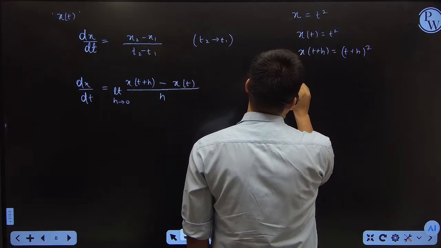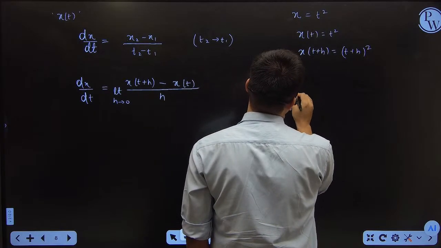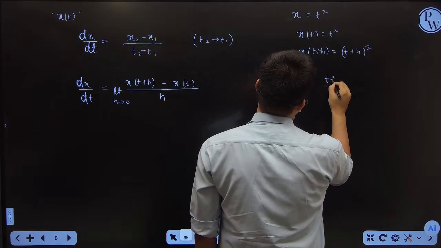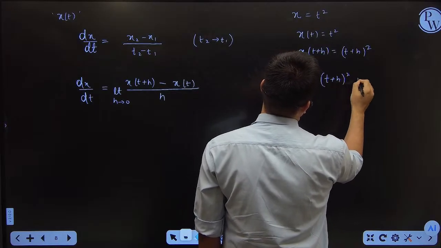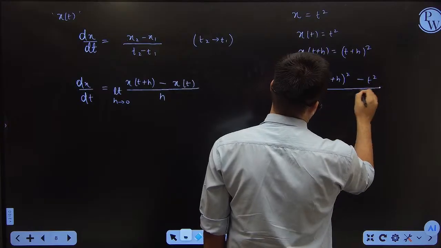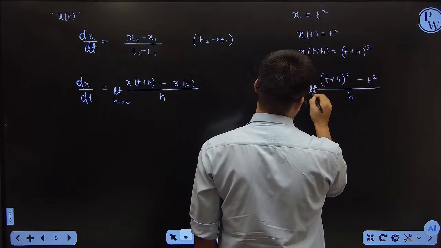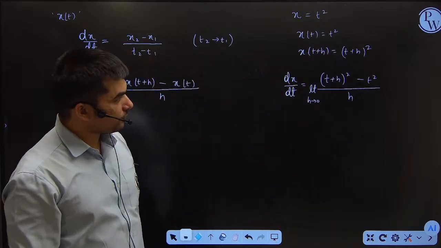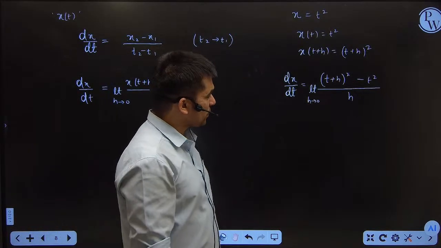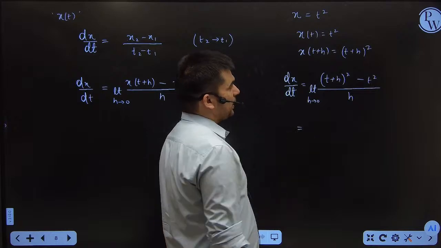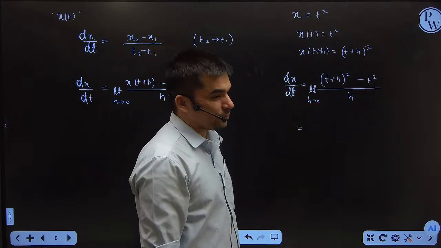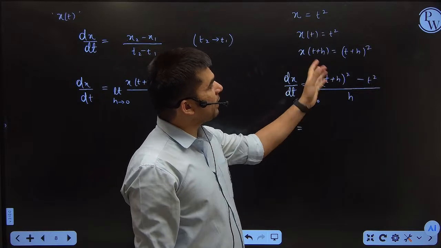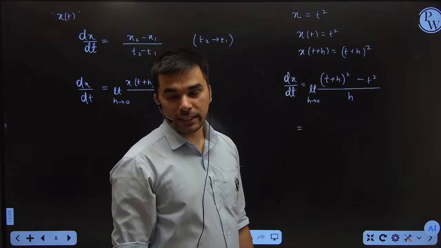So dx upon dt in this case is limit h tending to 0 of ((t plus h) whole square minus t square) whole divided by h. After expanding this, what exactly are you getting? (t plus h) whole square. Can you directly put the value of h as 0 and get some answer here?